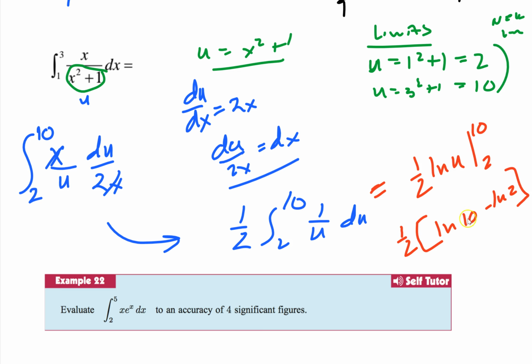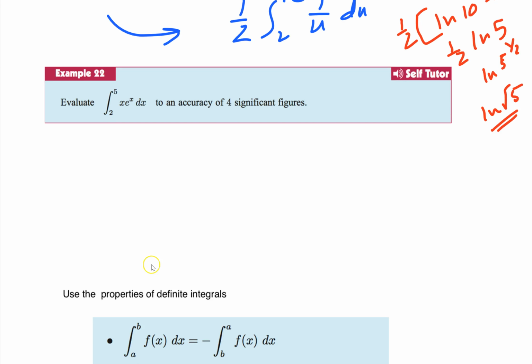By the way, that's not natural log of 8. That's natural log of 10 divided by 2, natural log of 5. If you're really pro, you could get natural log of 5 to the 1/2. If you're really, really pro, natural log of square root of 5. But again, for IB general, this is fine. Natural log of 8 is wrong, but any of these would be fine.